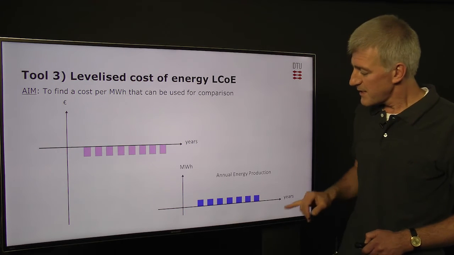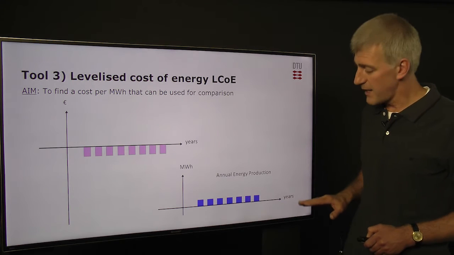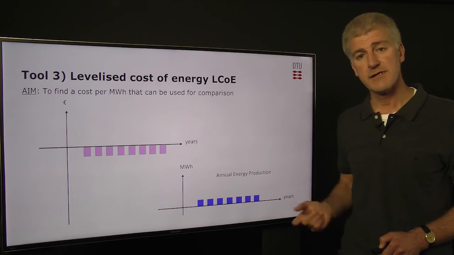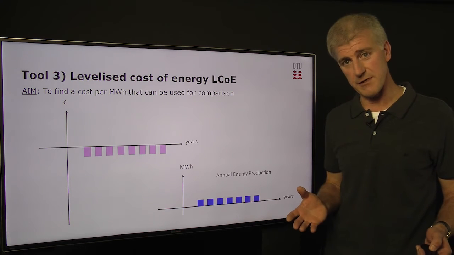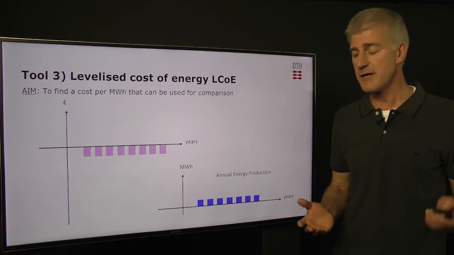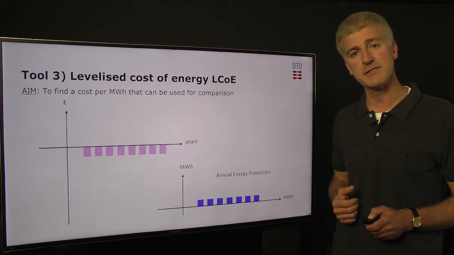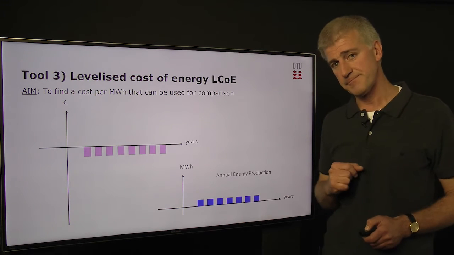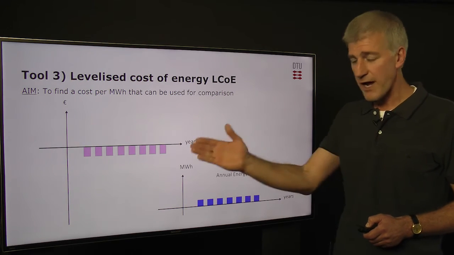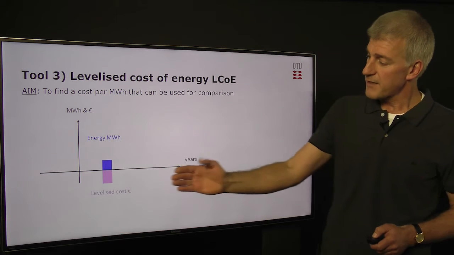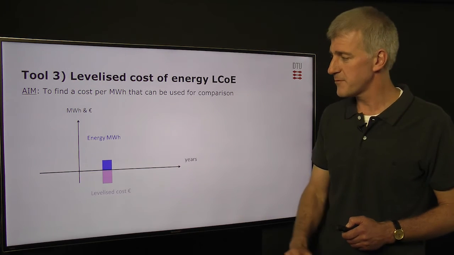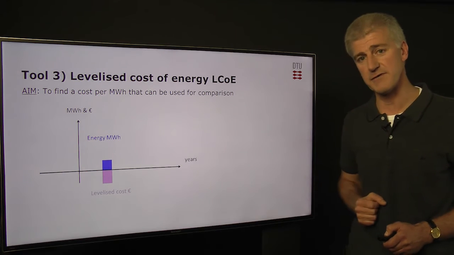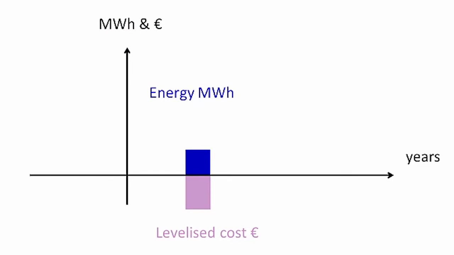Then what we need is the annual energy production. And here you can see we also have a figure for each year of production that is the same. We know it's not going to be the same. It's going to vary up and down. But what we need for these economic calculations is an average value. So when we have these two, we can then put one on top of the other, and we have the levelized cost for production and we have the actual production figure. And if we put these two together, then we get the levelized cost of energy.